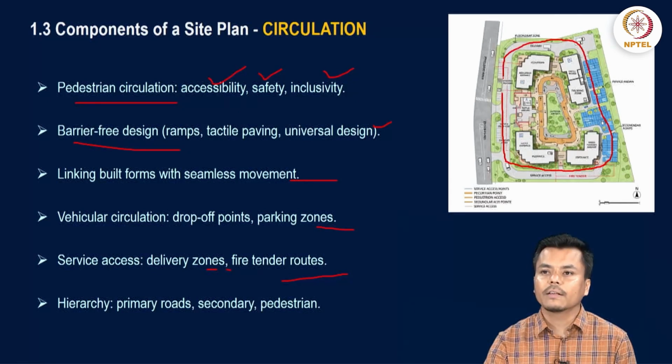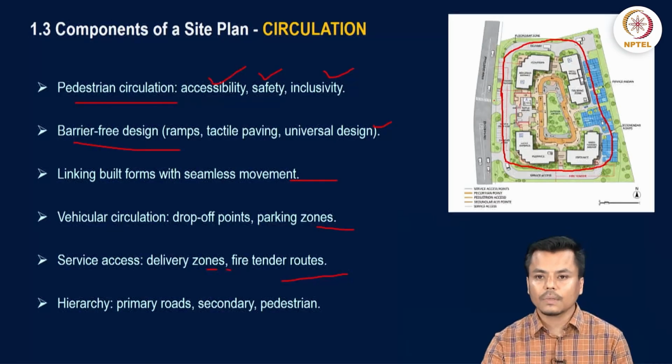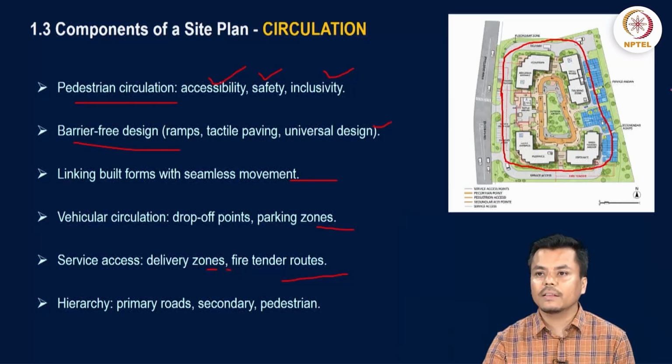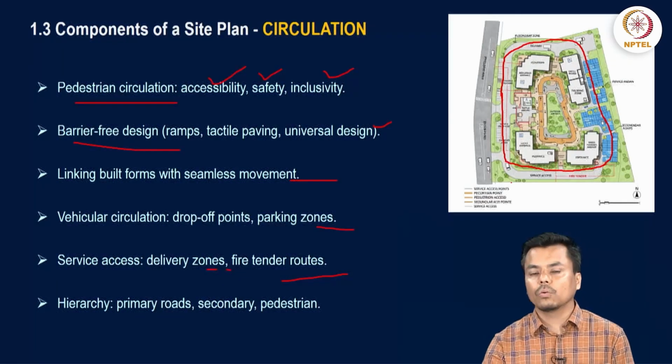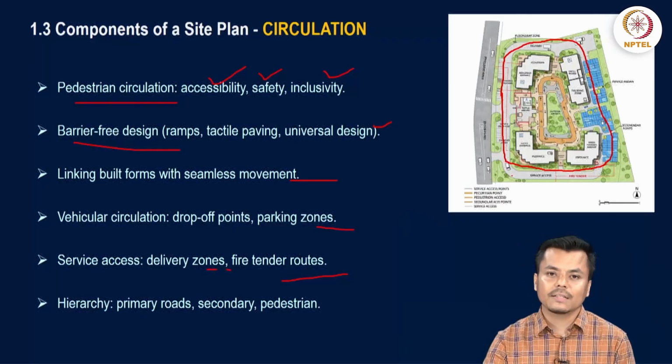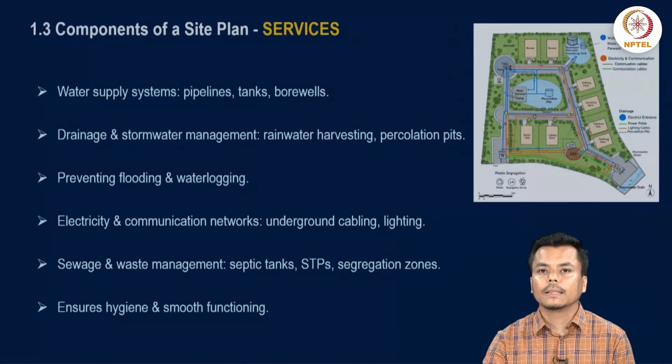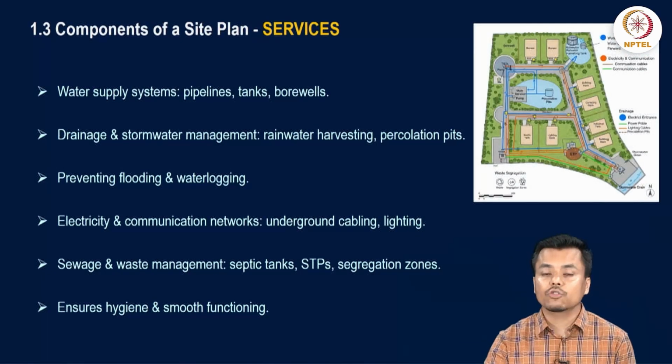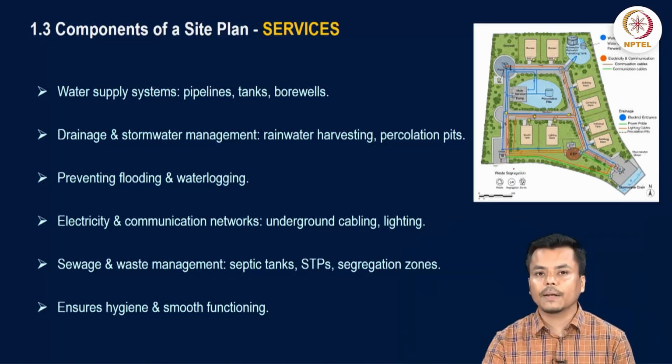Generally we provide such kind of circulation space, so that in case of fire or such kind of disasters, there is a route that a fire tender can use to minimize such kind of accidents in the site. Then there are some services that have to be planned for the success of that particular project.